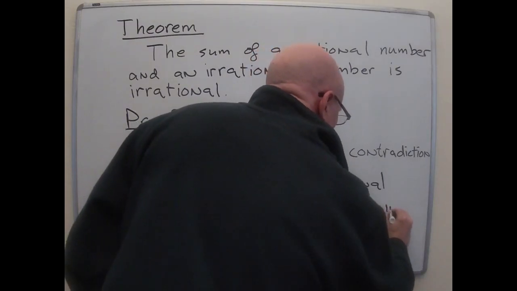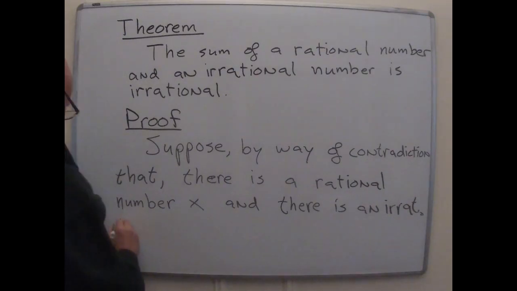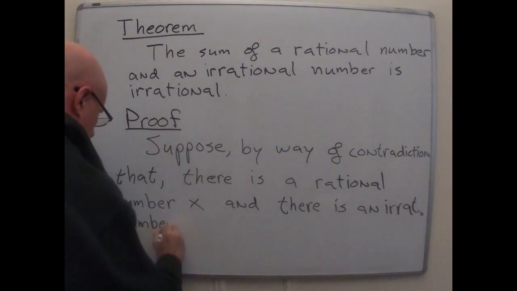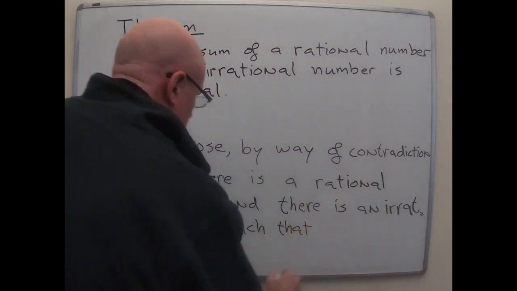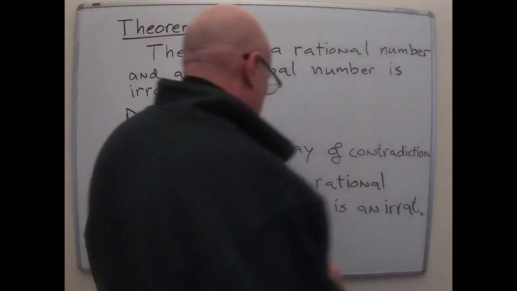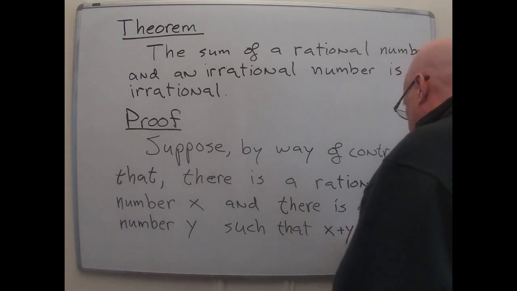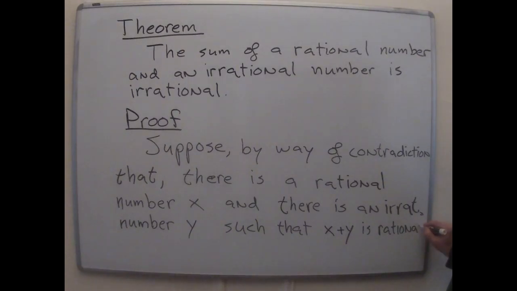an irrational number y, I hope you don't mind me abbreviating the word irrational, I just ran out of room, such that if I add them up, when we added them up before, the theorem said that you would get something that was irrational. But if I'm taking the negation of this, I not only switch the quantifiers, I change that conclusion. So I want x plus y to be rational. Okay, there's our first sentence.